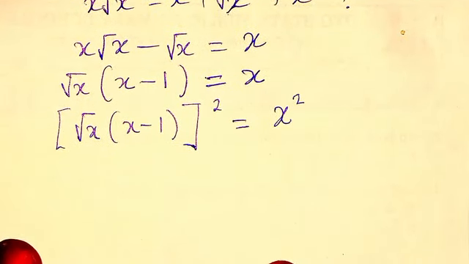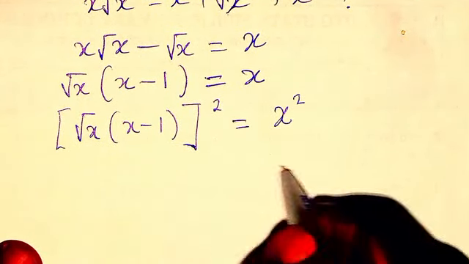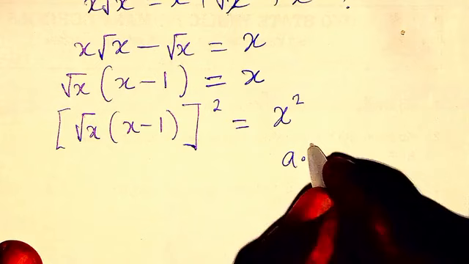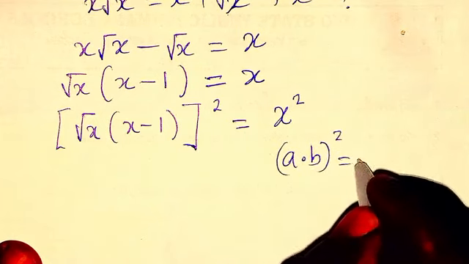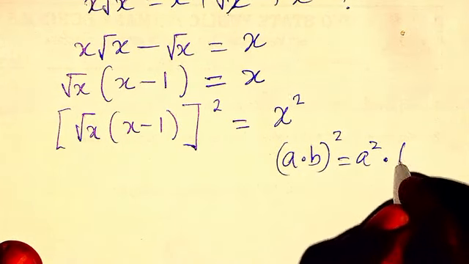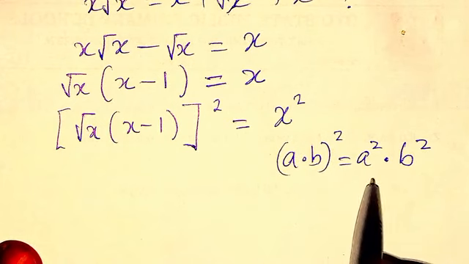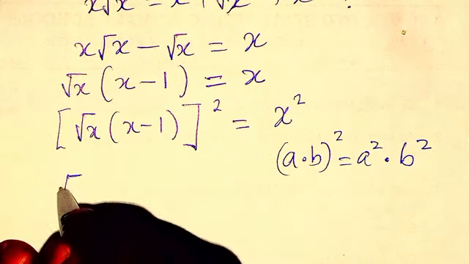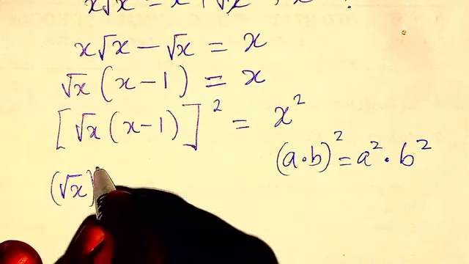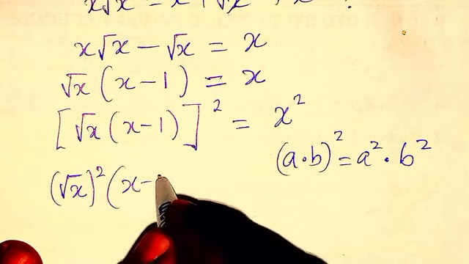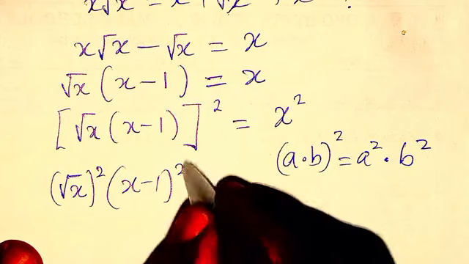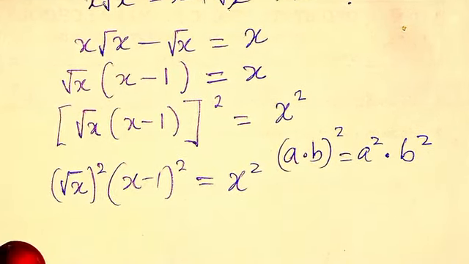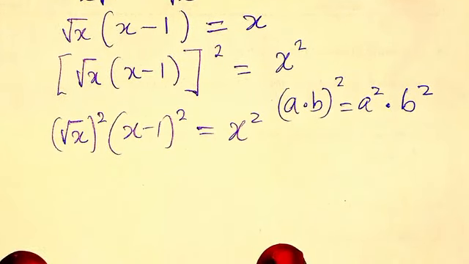If you remember from the law of indices, if you have a multiplied by b all squared, this is going to be a squared multiplied by b squared. You're going to distribute this 2 over this. I have root x all squared and x minus 1 all squared, then equals, here will be x squared. Are you following? So now from there, what are we going to do?